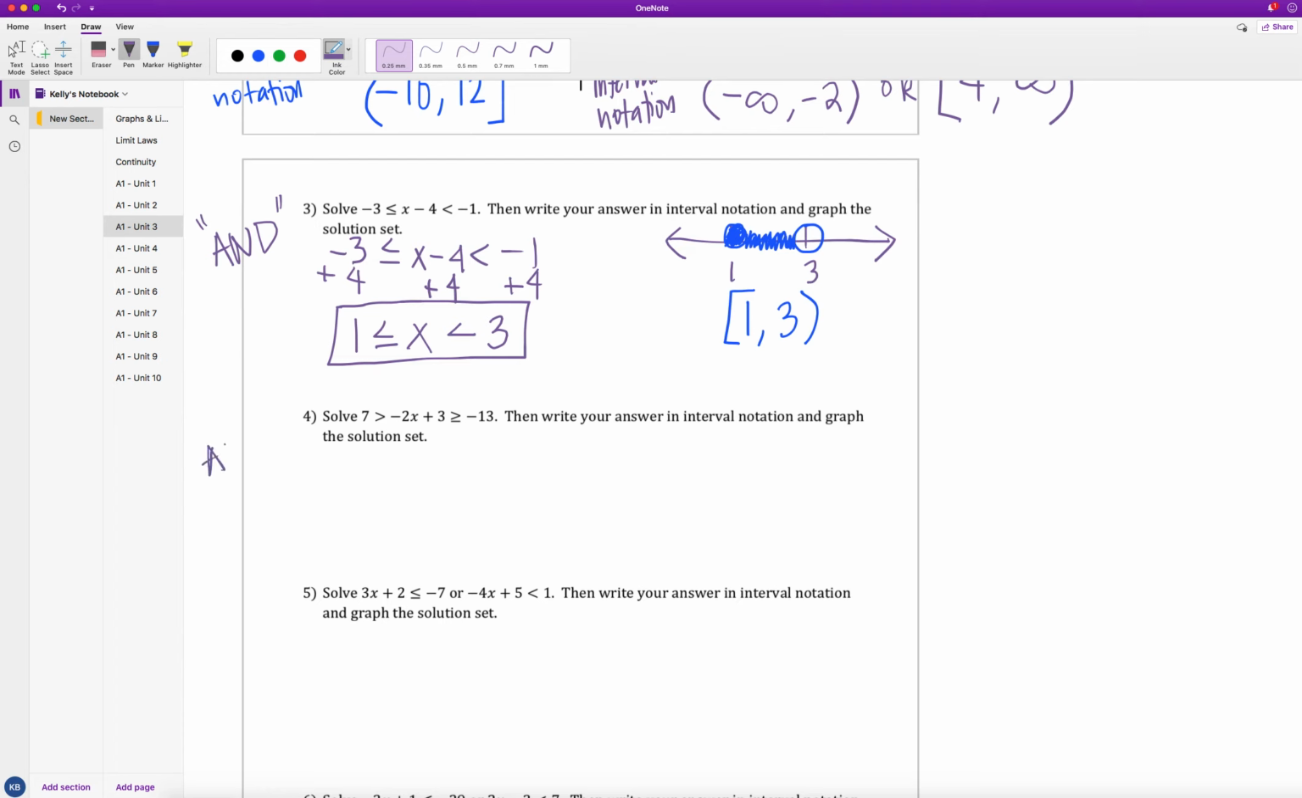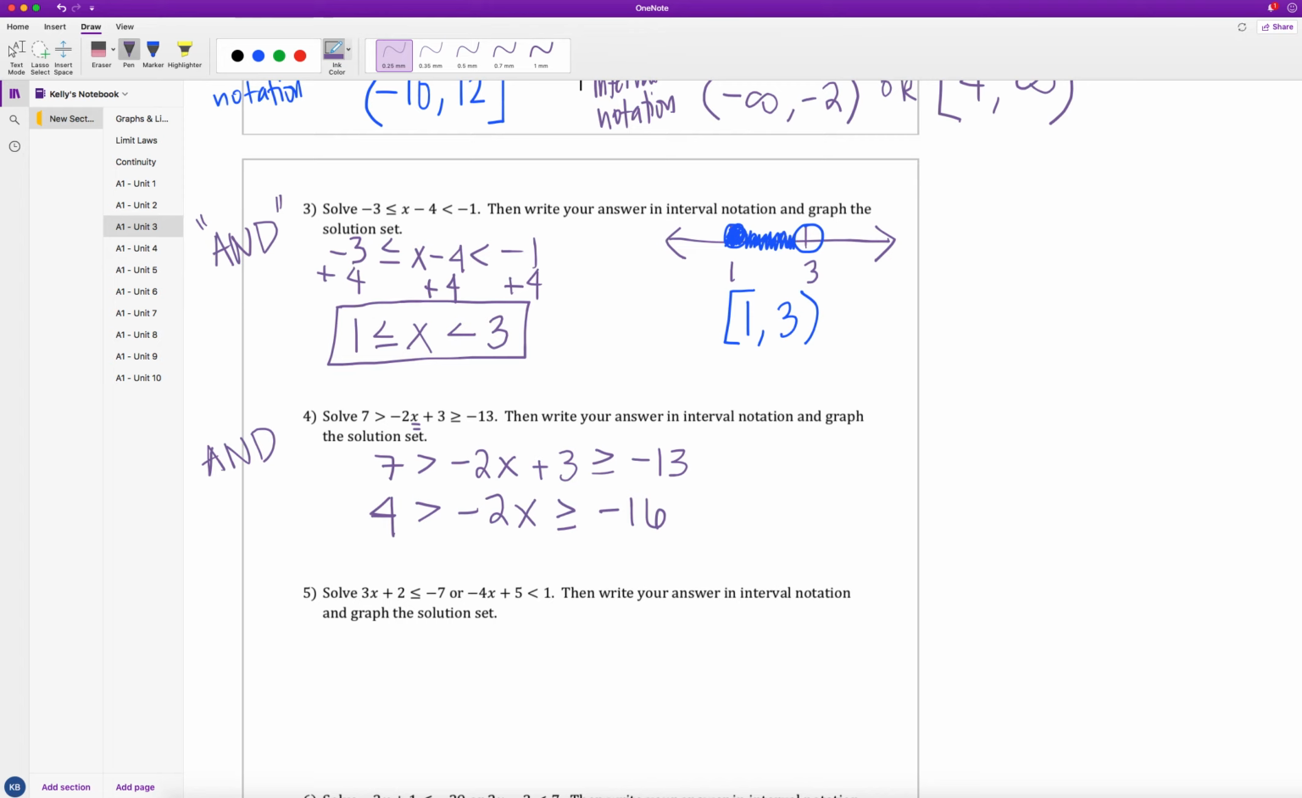So this is another AND statement because although x isn't isolated, it's sandwiched in between. So let's rewrite the problem. It says 7 is greater than -2x plus 3 is greater than or equal to -13. The first thing I need to do is subtract 3. So I'm going to subtract 3 from each piece. So I end up with 4 is greater than -2x is greater than or equal to -16 since I'm subtracting 3. Now from here I have to divide through by a -2.